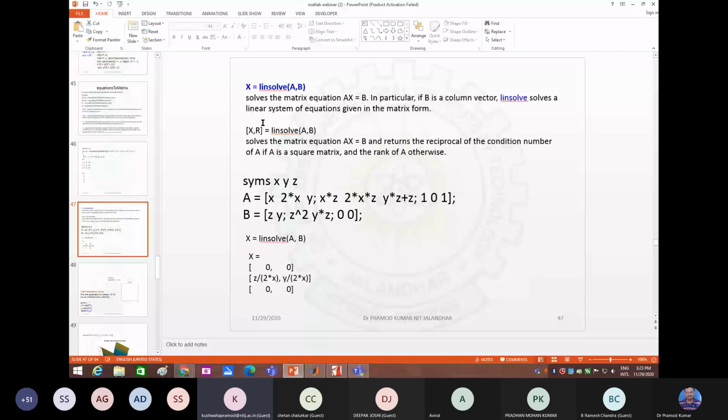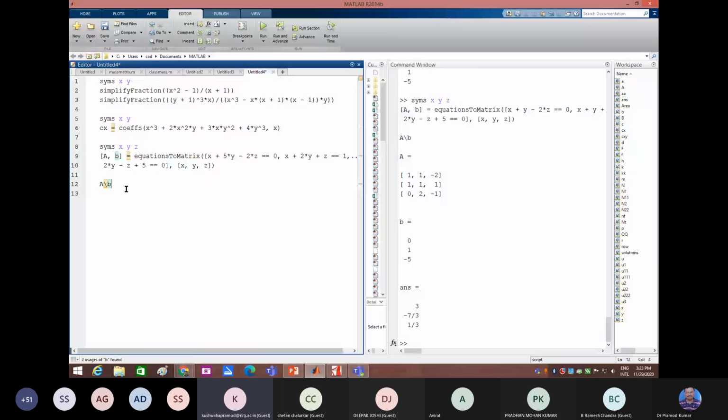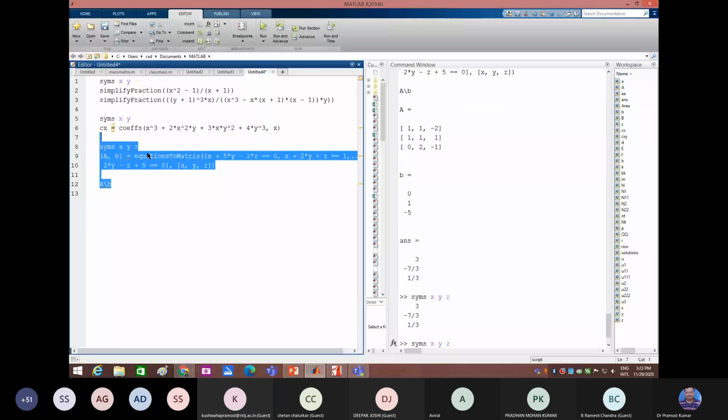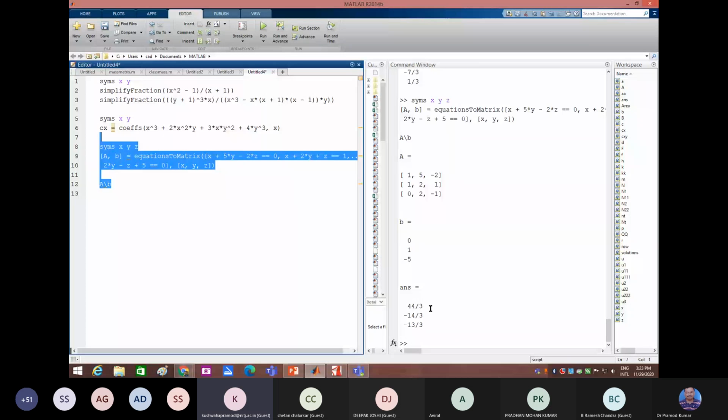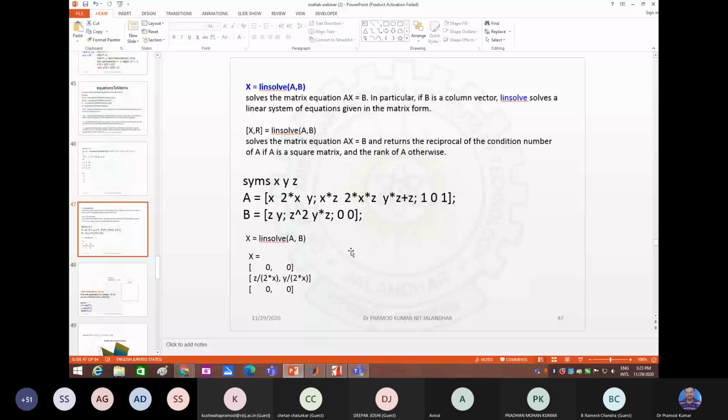Anyway, let us see, if you are taking a lot of time, then we can go for this. The answer is different: 44 by 3, 14 by 3, and 13 by 3. The similar syntax is here. linsolve. Solve the matrix equation Ax = b, where b is a column vector. linsolve, and then we get the solution.